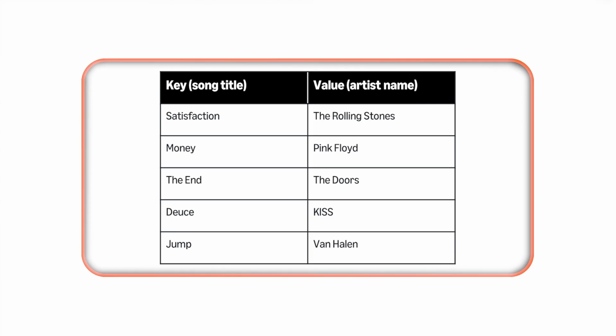Each song in the music application has a key and a value. The key is the song's title and the value is the artist's name for that song. Consider the song Satisfaction by the Rolling Stones. In this instance, Satisfaction is the key and the Rolling Stones is the value. In other words, the song title is an identifier that can be used as a key, while the artist or band's name is the value.